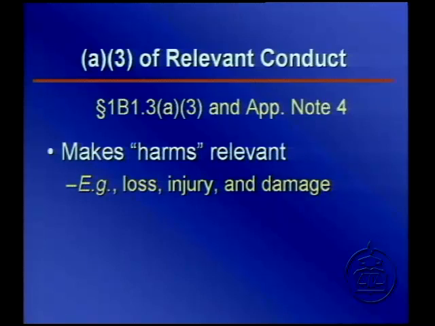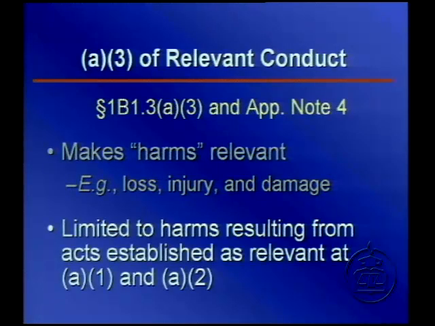What we're talking about here in section 3 of A3 of relevant conduct is really kind of an intuitive concept, in that it makes the harms from the acts of the defendant, or acts of others that our defendant is held accountable for, relevant. Harms such as loss, injury, damage to property that may occur. Again, all within the context of, is it an act committed by the defendant, or is it a certain act of another person that our defendant's going to be held accountable for?